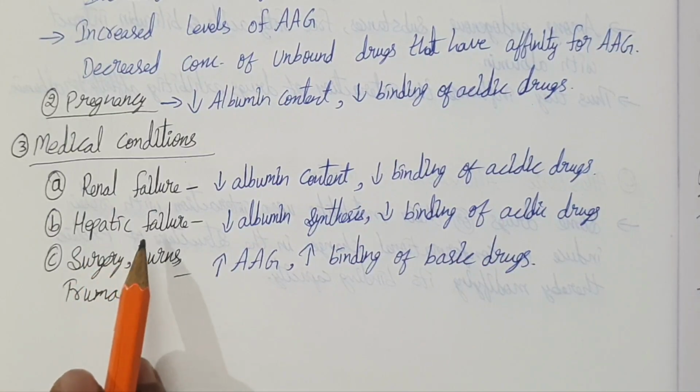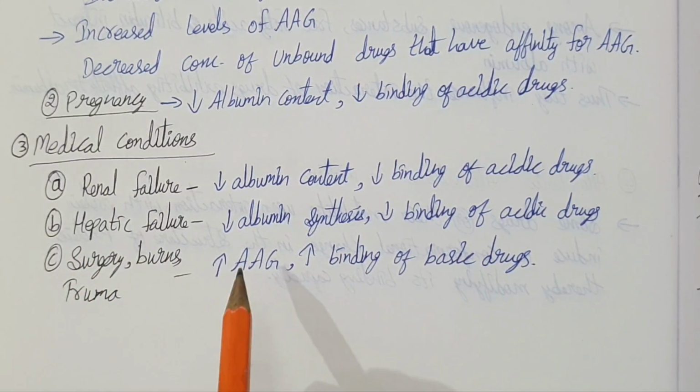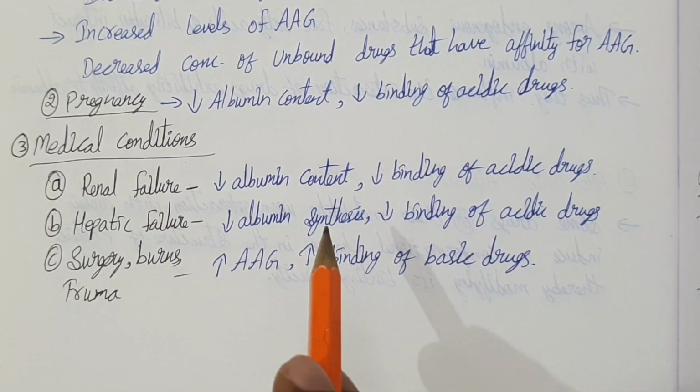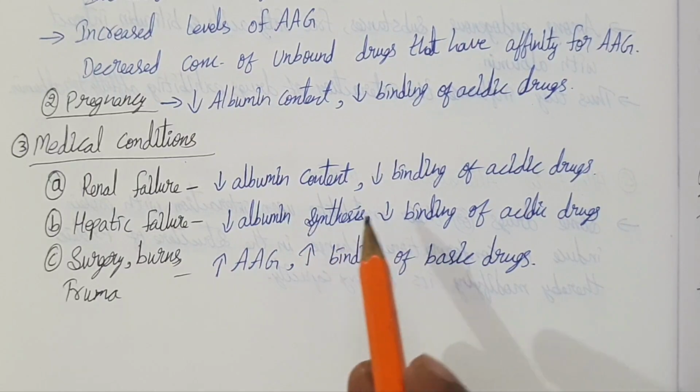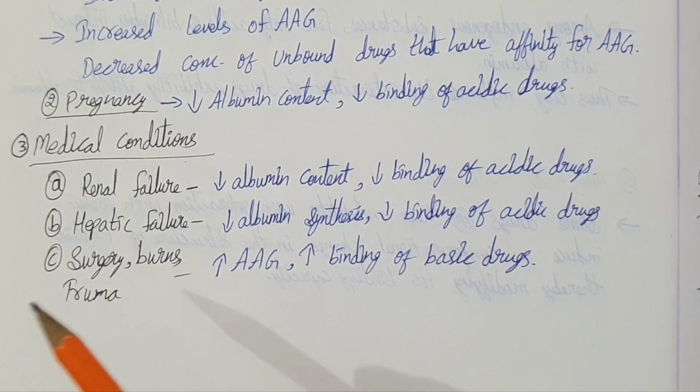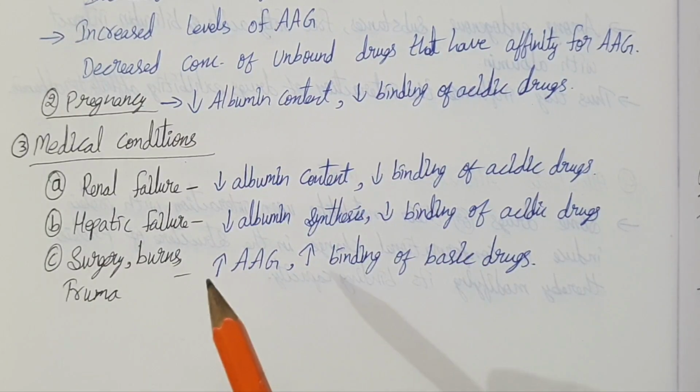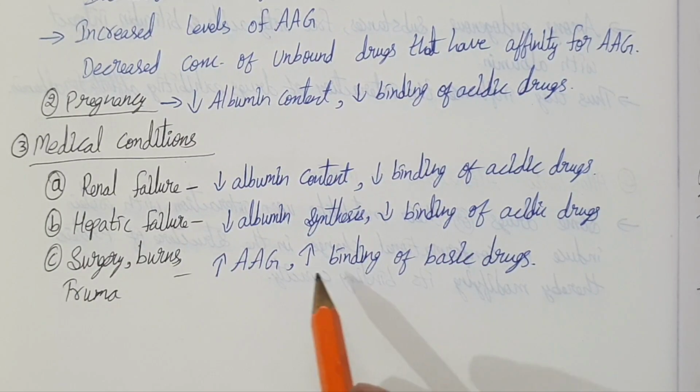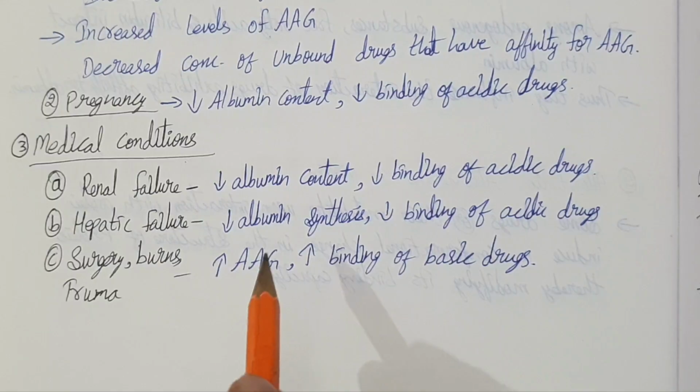Then second one is hepatic failure. During hepatic failure, albumin levels decrease. So synthesis decreases here, and so reduced binding. Then we have surgery, burns, trauma, etc. So here AAG levels increase, so more binding of basic drugs is seen.